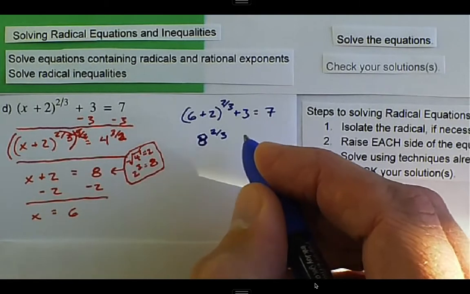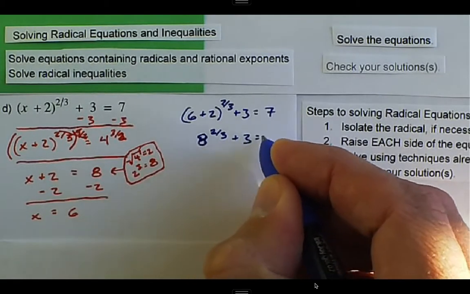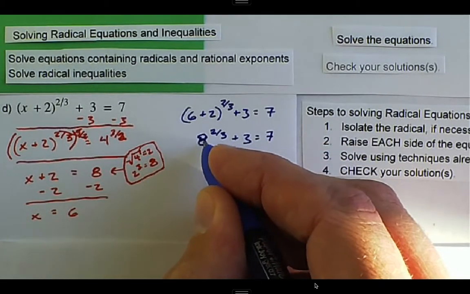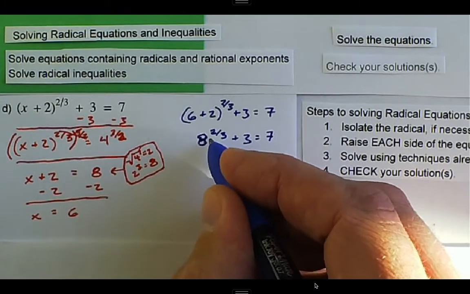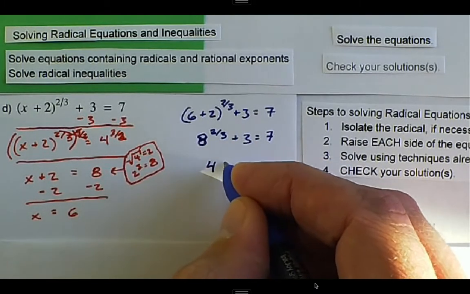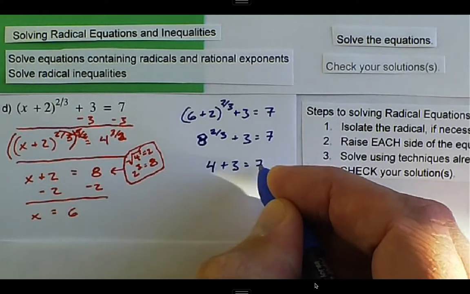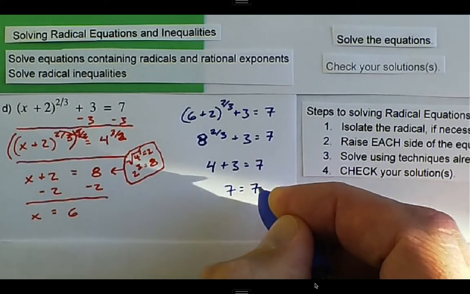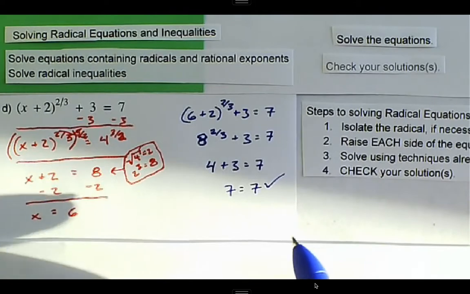6 plus 2 is 8. The cube root of 8 is 2. 2 squared is 4. So 4 plus 3 is equal to 7. 7 equals 7. So 6 is the solution.